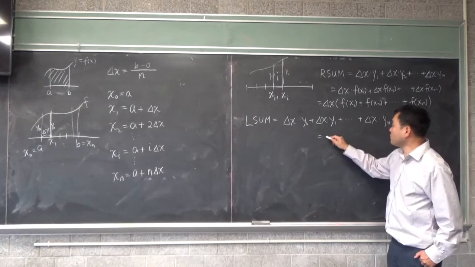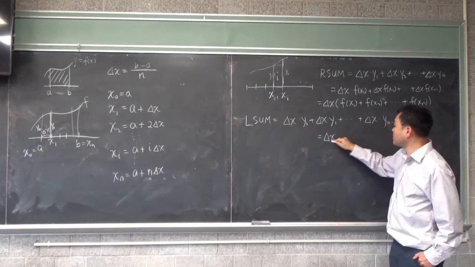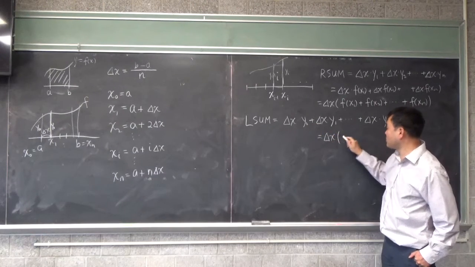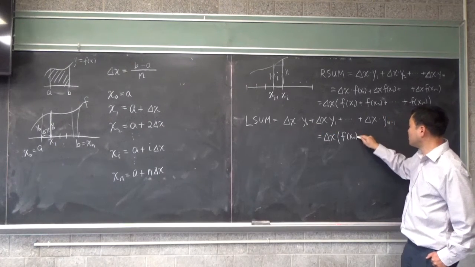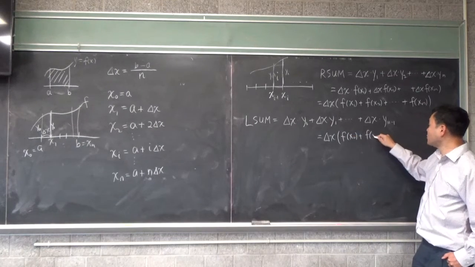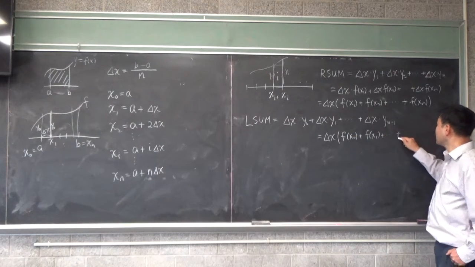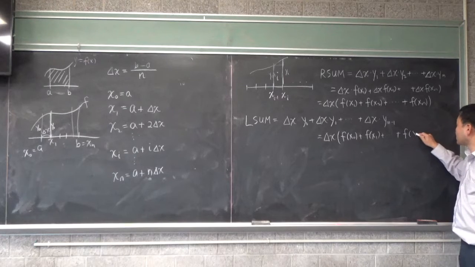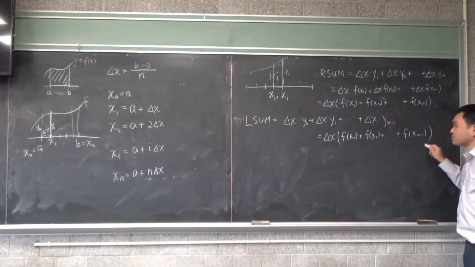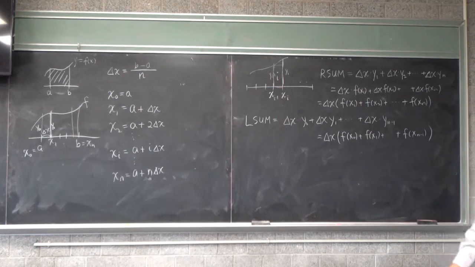And therefore, if you factor the delta x out, and then again use the fact that y0 is f of x0, and y1 is f of x1, it keeps going until you have f of xn minus 1. So that's the formula for left sum.